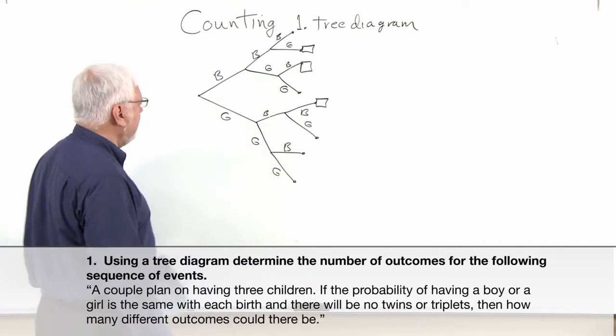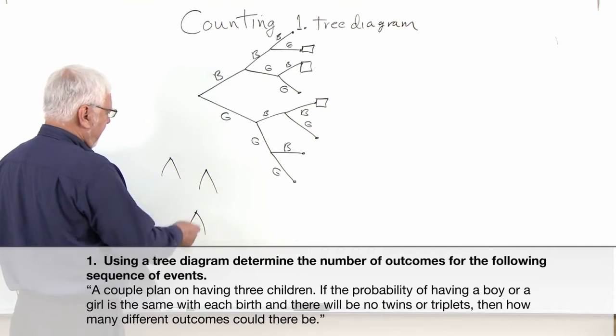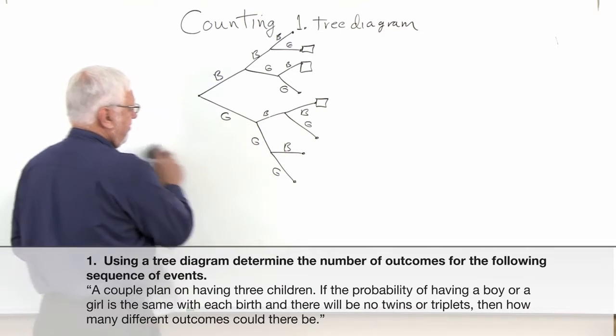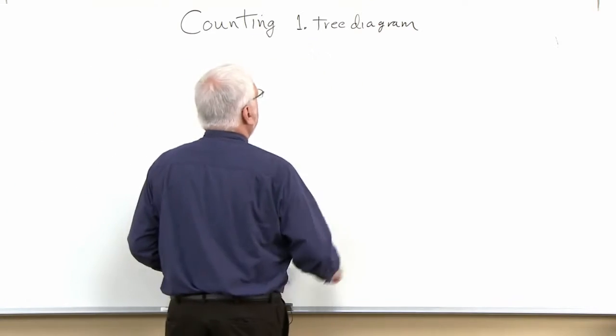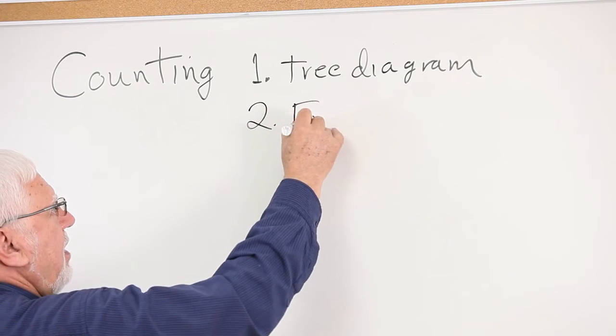What do a lot of people do? They just separate these out, some silly thing like this, and they don't connect them. They've got to be connected. So make sure you practice one of these. Okay, that's a tree diagram. Used it for counting. Number 2, the fundamental principle of counting.